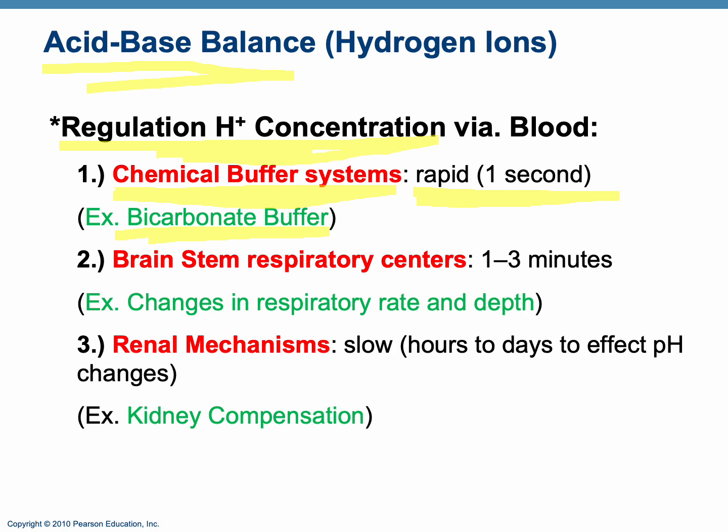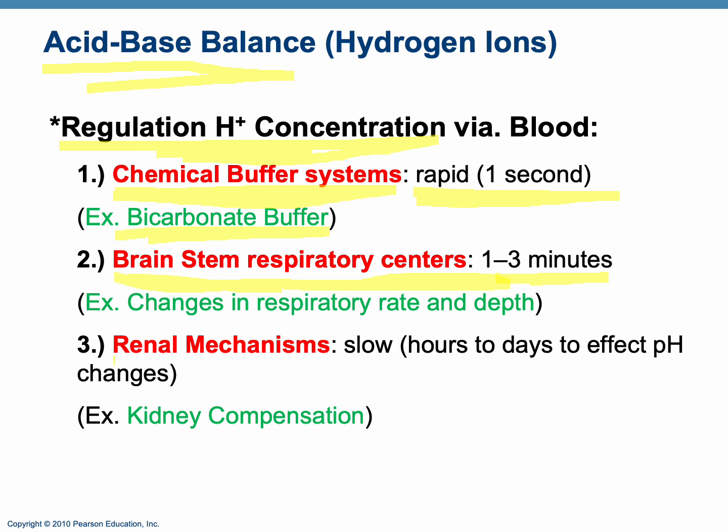The next response is up in the brain with the brain stem respiratory centers. They start to work within 1 to 3 minutes. They may alter your respiratory rate and depth of breathing. They may enhance it. They may decrease it possibly.